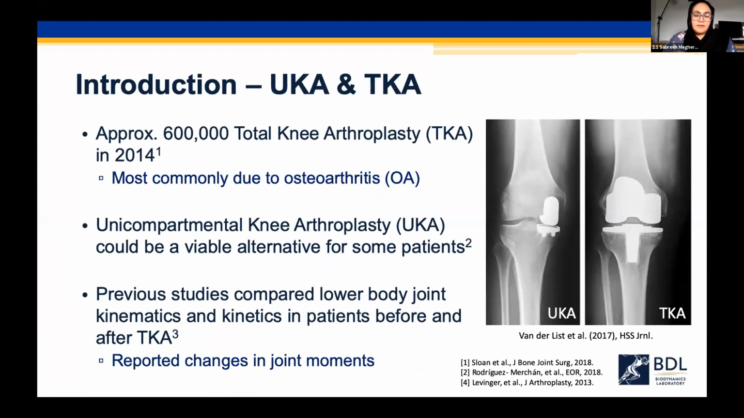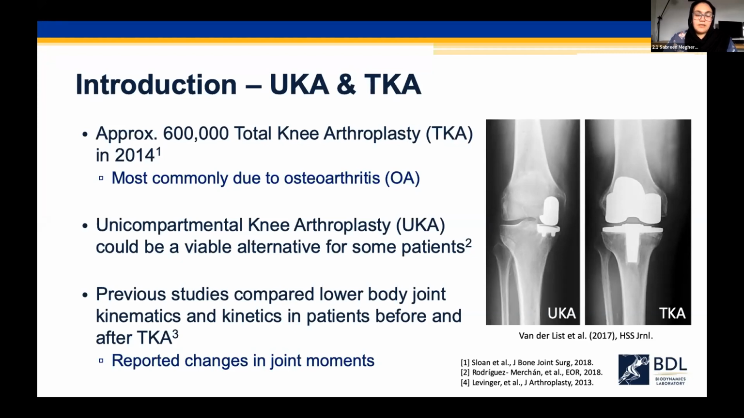In 2014, there were approximately 600,000 total knee arthroplasties performed in the United States. They are most commonly performed due to end-stage osteoarthritis. If a patient has OA confined to the medial or lateral portion of their tibiofemoral joint, a unicompartmental knee arthroplasty can be a viable alternative. UKAs are associated with lower postoperative pain and faster rehabilitation times.